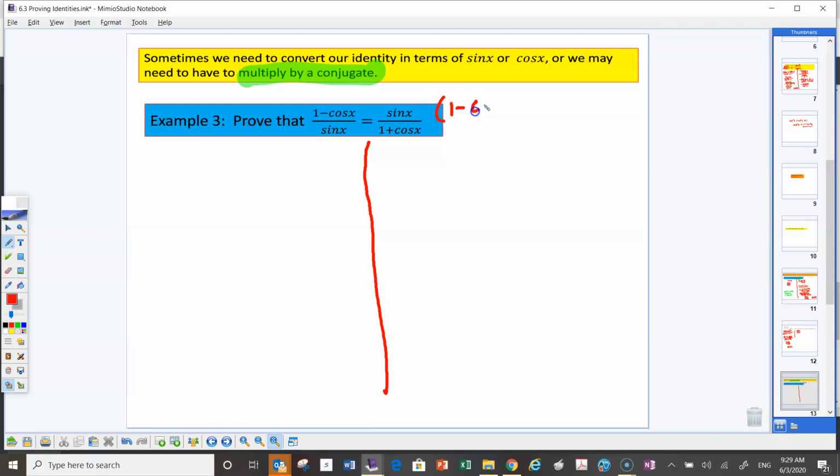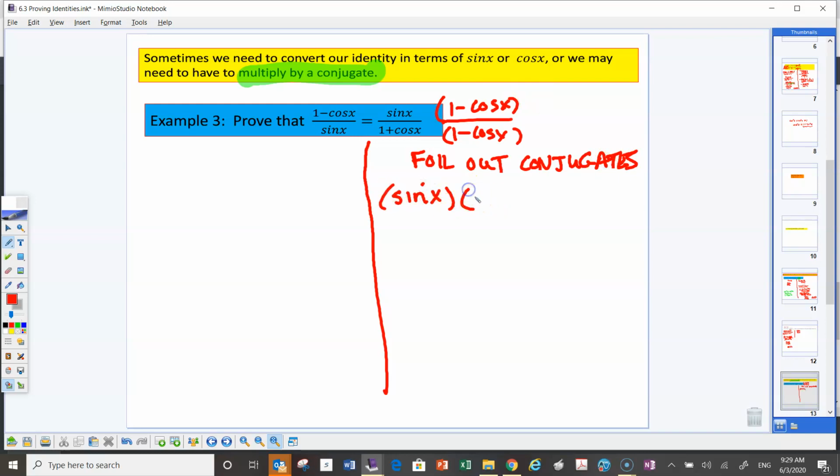I'm going to multiply by 1 minus cos x over 1 minus cos x, which is really a form of 1, but it's also the conjugate of 1 plus cos x. Now, here's the key. Only FOIL out the conjugates. Leave the other two just as factors. So I have sine x times 1 minus cos x all over. If I FOIL out the conjugates, I get 1 minus cos squared x.